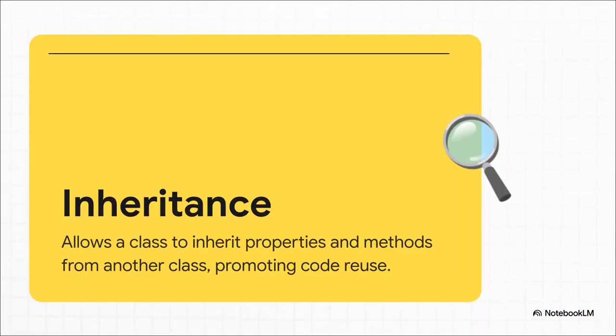This is all about creating is-a relationships to share code. For example, a car is a vehicle, and a truck is a vehicle. So because they both share that identity, they can inherit things like speed and start engine from a vehicle class. This saves you from writing the same exact code over and over again.